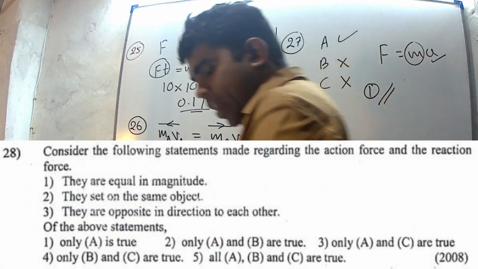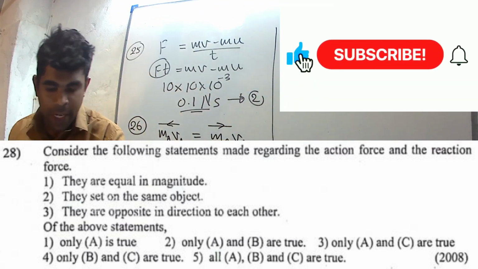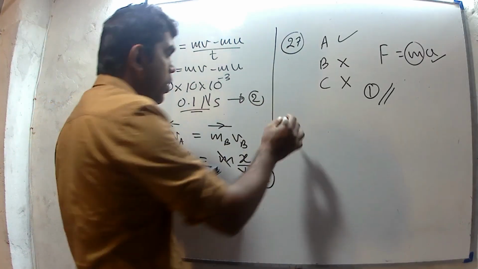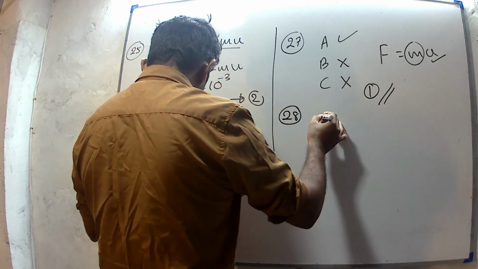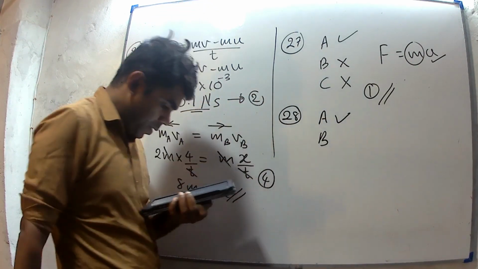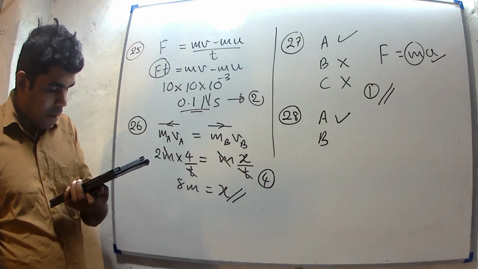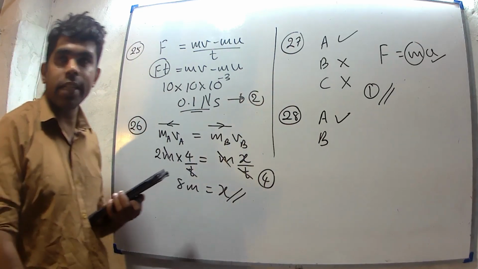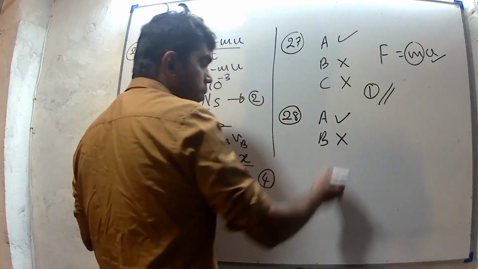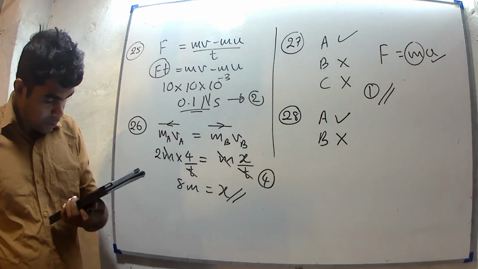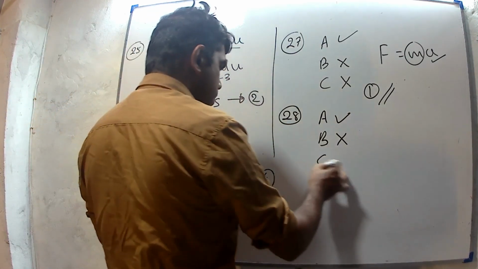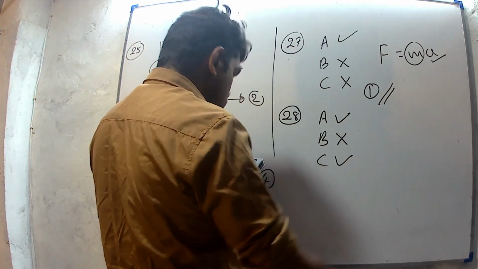Then 28. Consider the following statements made regarding the action force and the reaction force. A, they are equal in magnitude. Yes, it is correct. We have studied it in the theory part. B, they act on the same object. No, action and reaction act on two bodies. B is incorrect. C, they are opposite in direction to each other. C is correct. Only A and C are true.